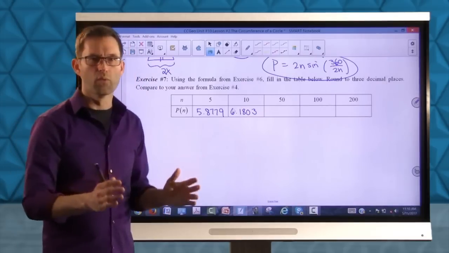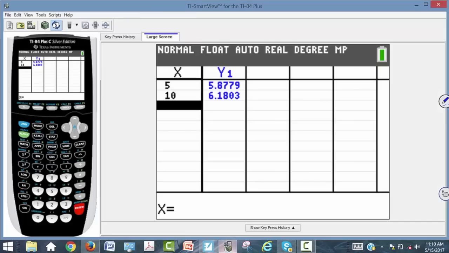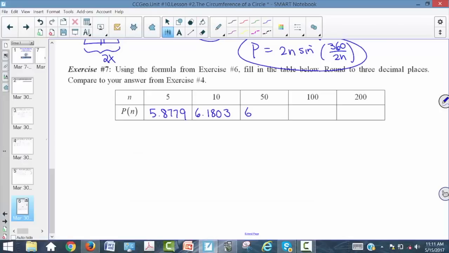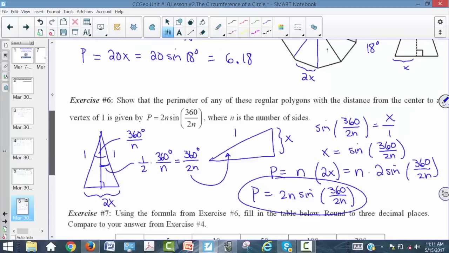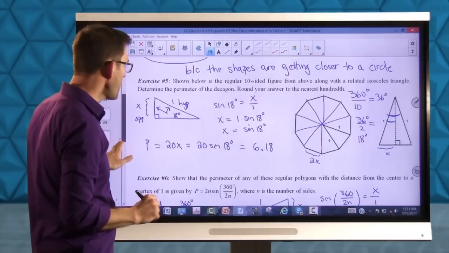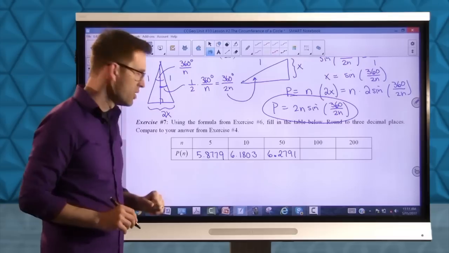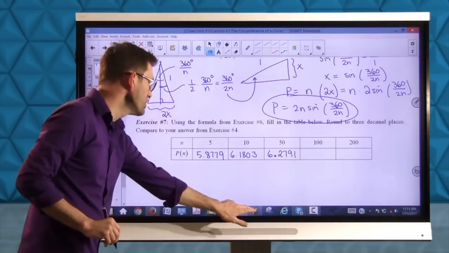Now let's really make the number of sides large. Let's go with 50. See what happens there. 6.2791. Remember, I would expect these things to get closer and closer to 6.283. With 50 sides, I'm now at 6.279, right? Getting very close.